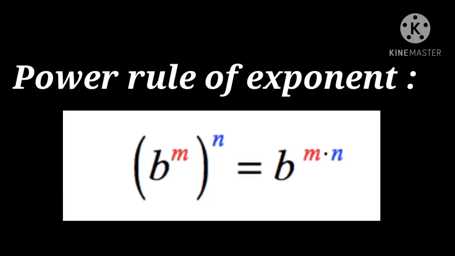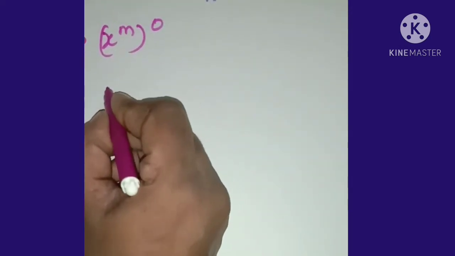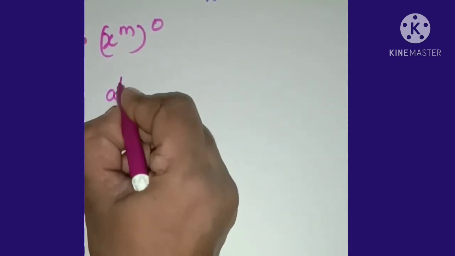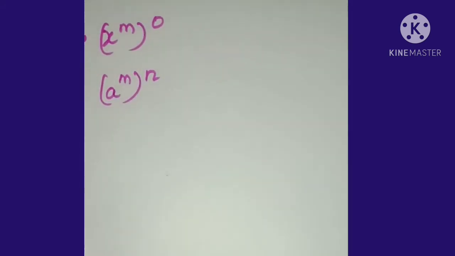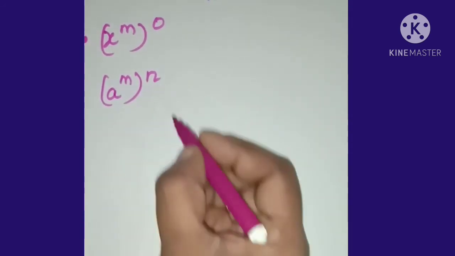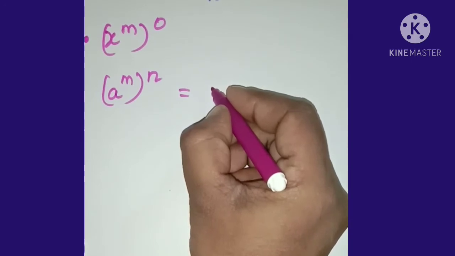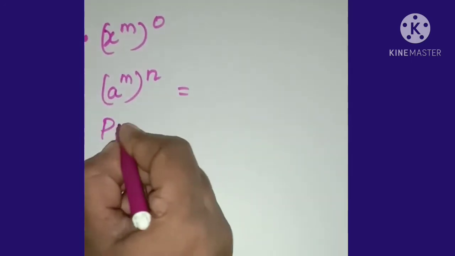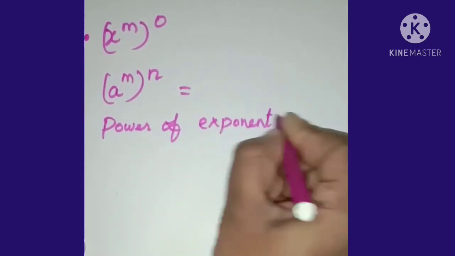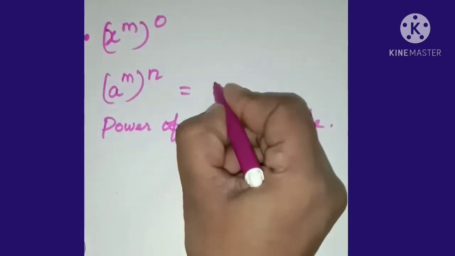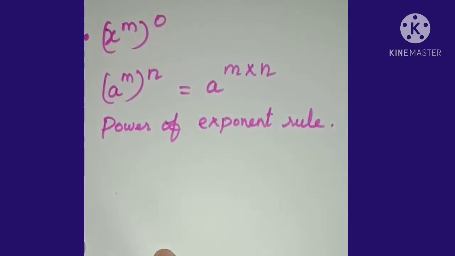Problems based on the power rule of exponent. Here the exponential form is of the form a to the power m the whole power n, isn't it? That is a to the power m is multiplied by itself n times. So it is the power of exponent rule. So that is a to the power m into n.